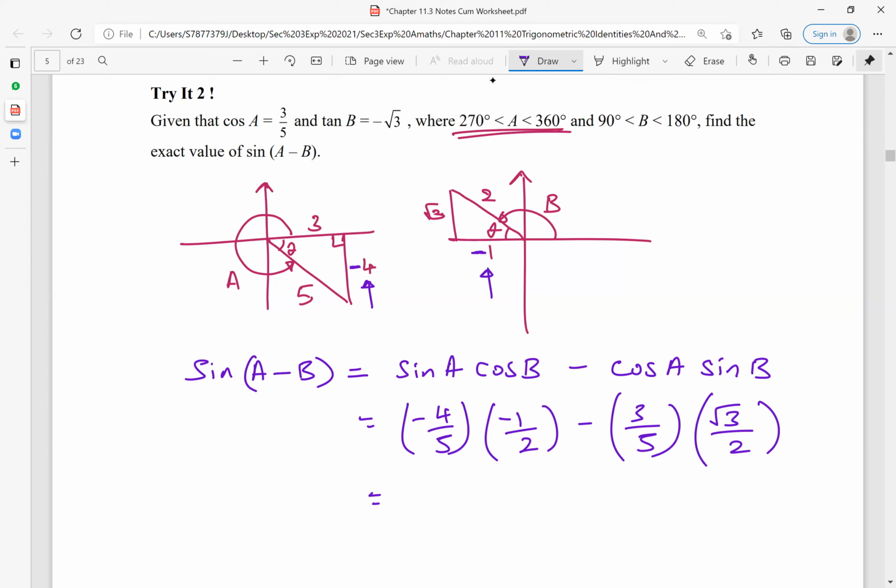Okay. Now, when you do this, you get 4 over 10 minus 3 square root 3 over 10. So the final answer is 4 minus 3 square root 3, all over 10.